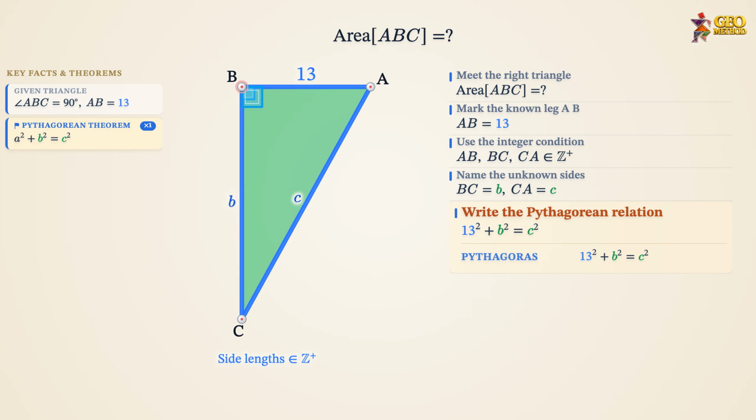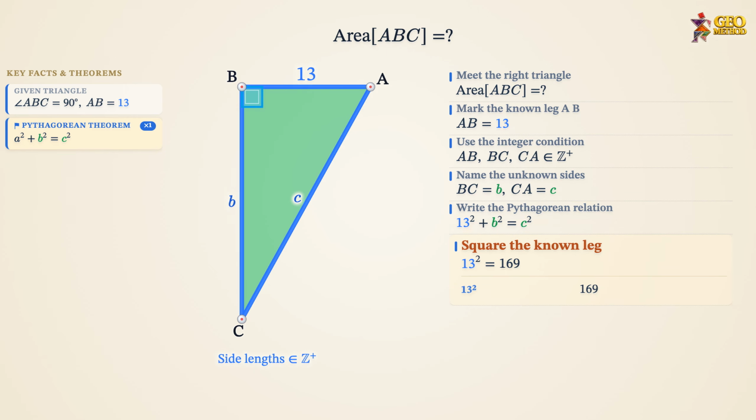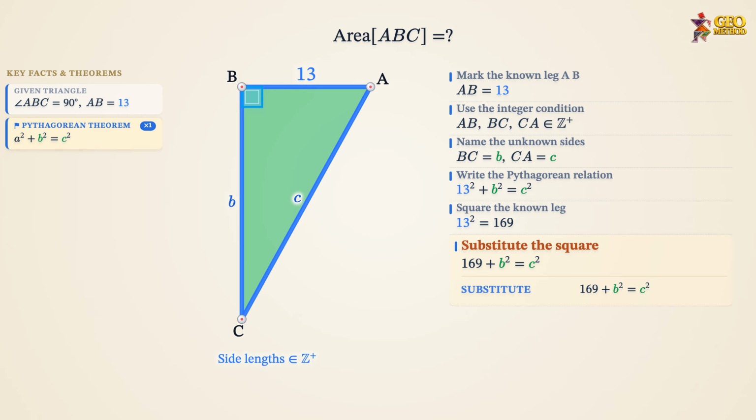The right angle at B lets us use the Pythagorean theorem. The two legs squared add up to the hypotenuse squared. So 13 squared plus B squared equals C squared. Replace 13 squared with its value 169. Turning that leg into a plain number is what will let us factor in a moment. Put that back into the relation to get 169 plus B squared equals C squared. Now the only numbers left are the two unknown squares and our constant.